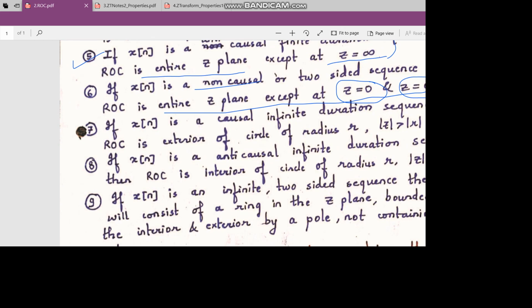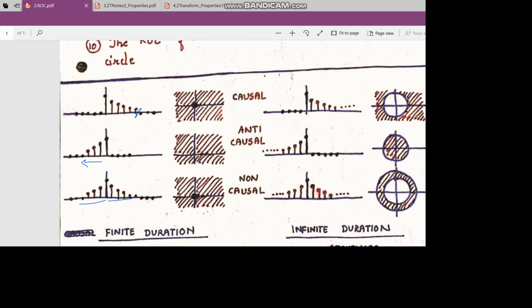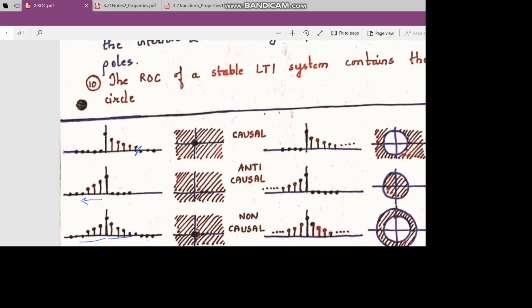Now we can write similar conditions for infinite duration sequences. Properties number 7, 8 and 9 are for a causal infinite duration sequence, an anti-causal infinite duration sequence and an infinite two-sided sequence. Here, instead of having the entire Z plane, we have a shaded portion outside the circle, inside the circle, or in the form of a ring.